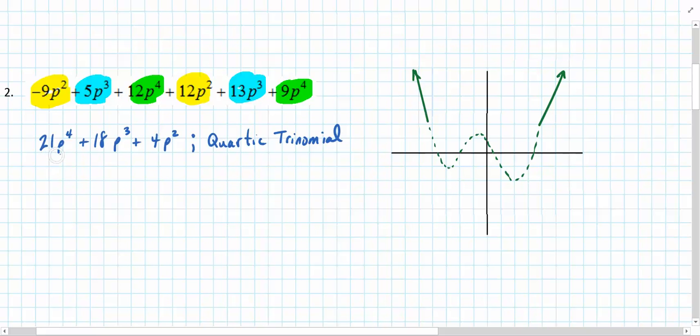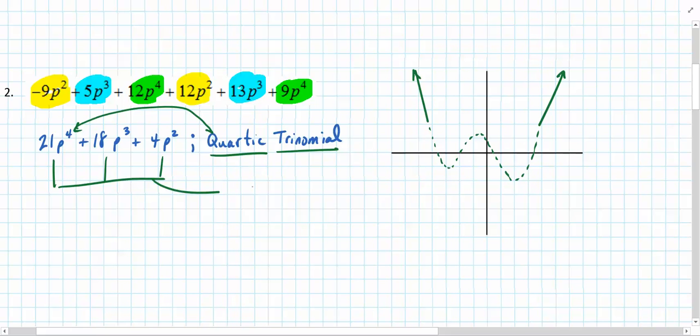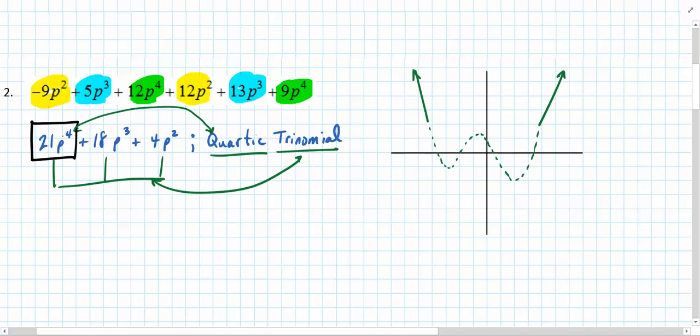The totals come out to be 21p to the 4th power plus 18p cubed plus 4p squared. And for those of you that were checking, this is a quartic trinomial. Quartic because of the degree 4, and a trinomial because we have the 3 terms. So we can call that a quartic trinomial. Since this has a positive leading coefficient and an even degree, the tails had to be pointing up. And since the degree was 4, we could have as many as 3 turns. 1, 2, and 3. Moving on.